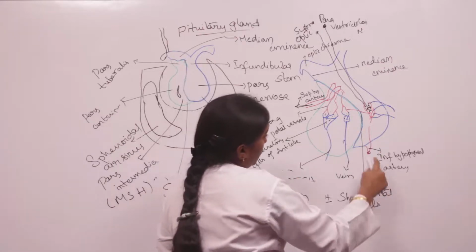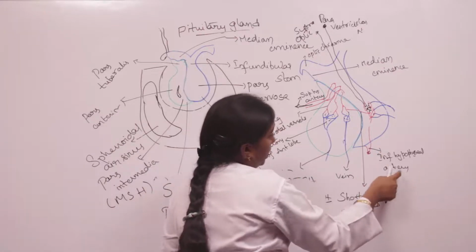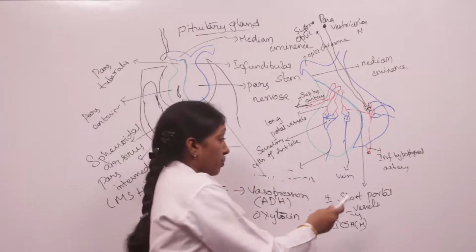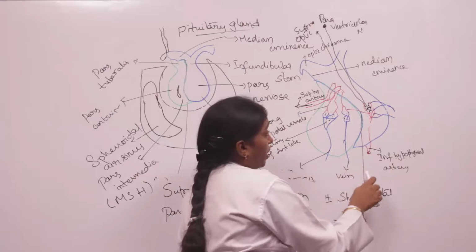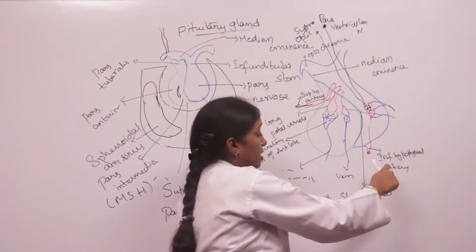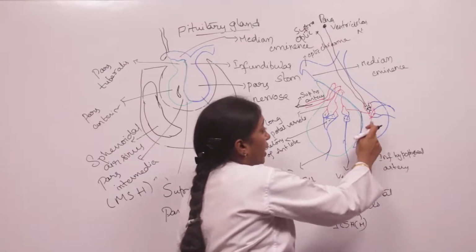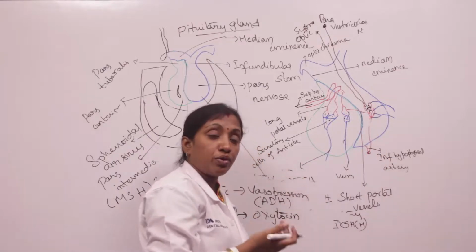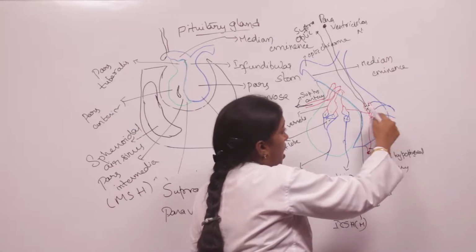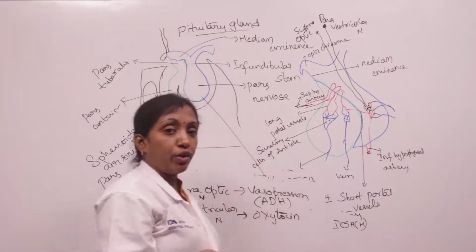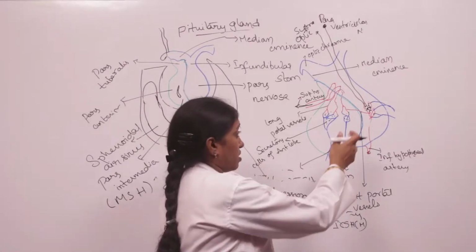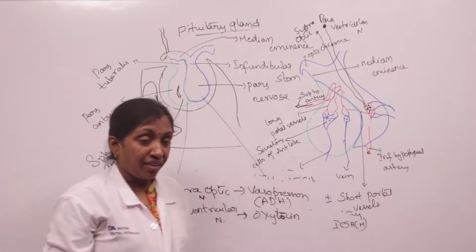The posterior pituitary receives blood from the inferior hypophyseal artery, which is a branch of the internal carotid artery. After entering the posterior pituitary, the inferior hypophyseal artery divides into a tuft of capillaries. From this tuft of capillaries, the sinusoids drain and they further drain into the posterior intercavernous sinus and then into the cavernous sinuses. So that's about the blood supply.